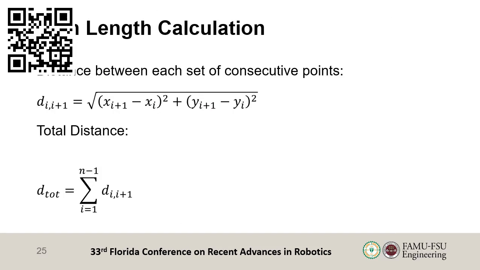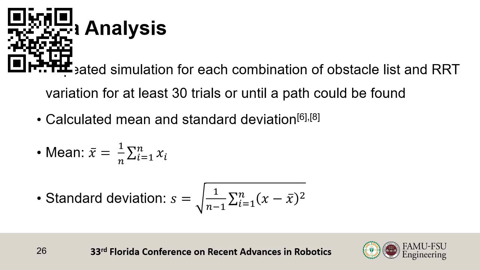The change in position along the x-axis and the change in position along the y-axis are squared and added together. The distance from the current point to the next point is found by taking the square root of this quantity. To calculate the total path length, add the distances between each consecutive pair of points together.